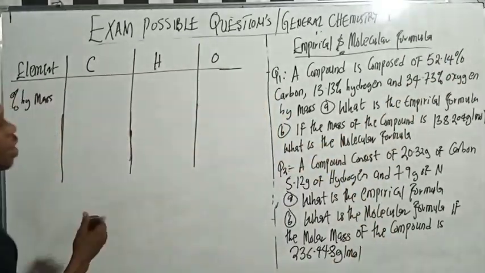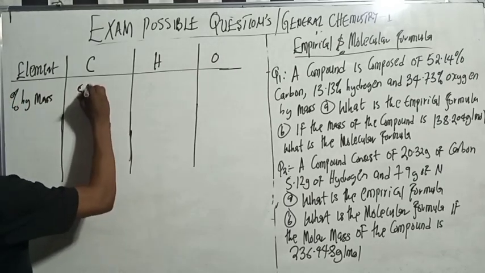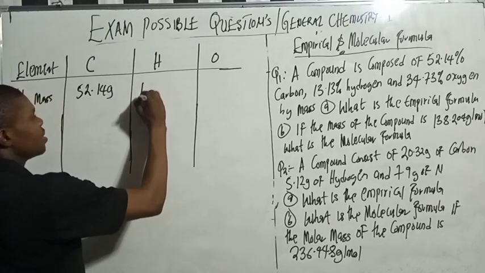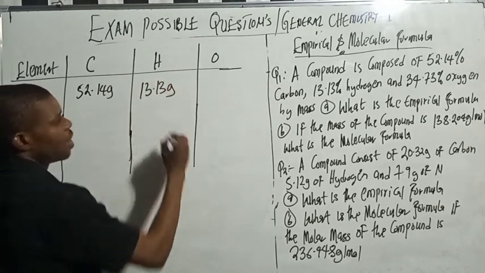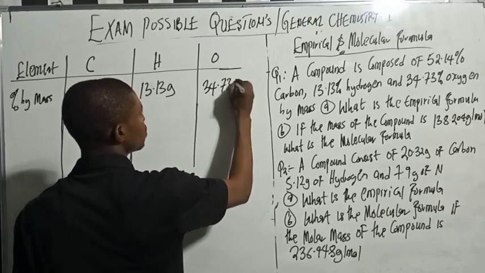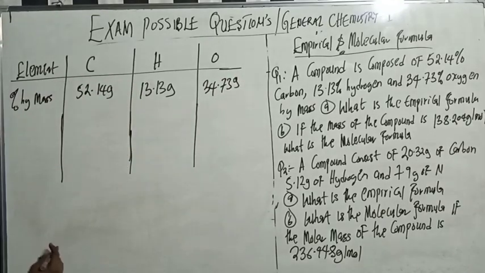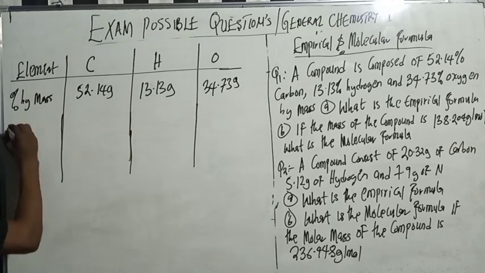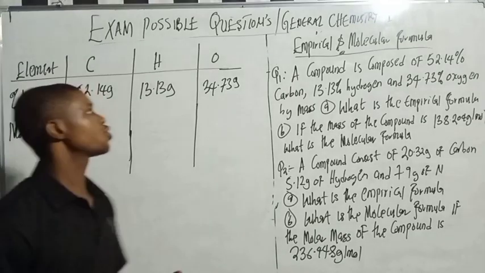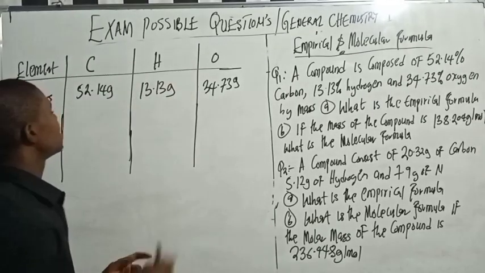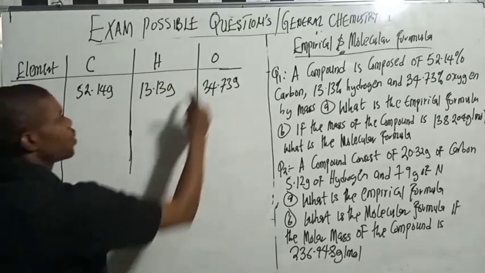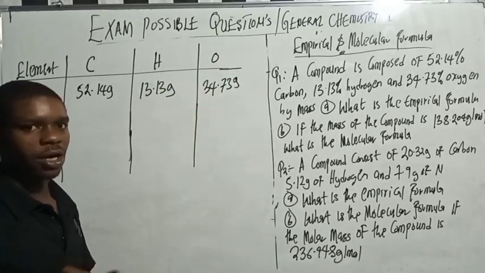So it's going to be 52.14 gram, here we have 30.13 gram, and here we have 34.73 gram. Do you see that? Now remember, the next thing we want to do here is get the mole. That is why it's very important to know the atomic mass. The atomic mass of carbon is 12, hydrogen is 1, and oxygen is 16.